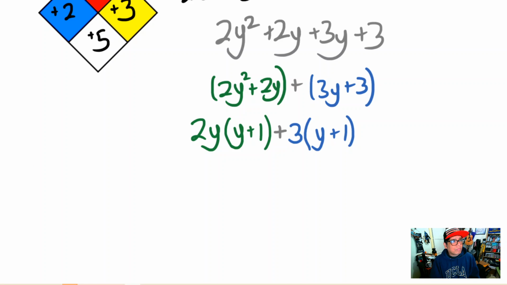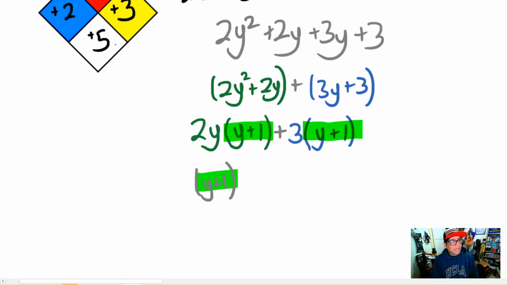Now, both of these groups will have a y plus 1. And that's really the key here, is that they both have a y plus 1. So we'll put a y plus 1. And then what's left over? We got a 2y and a plus 3. So our second group is going to be 2y plus 3. And that is the second one factored.